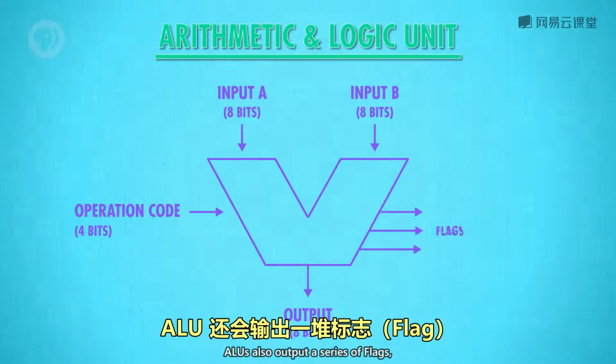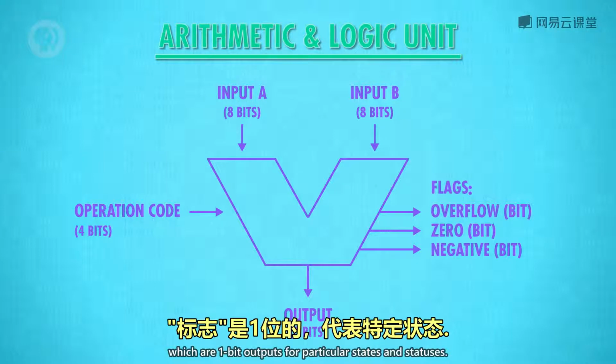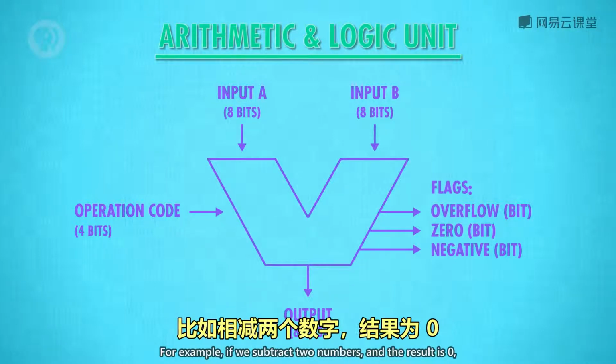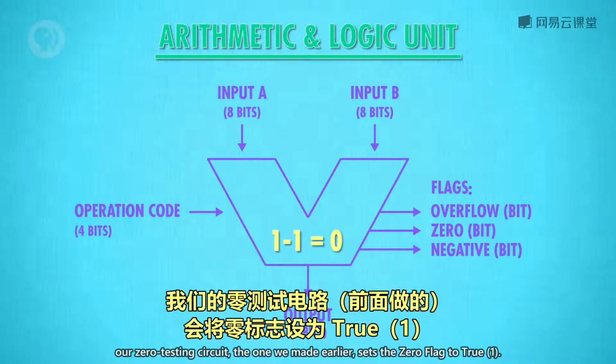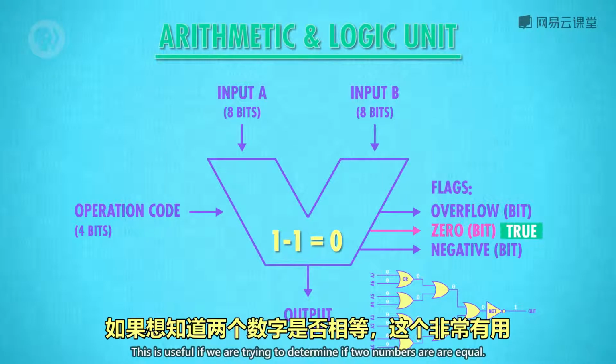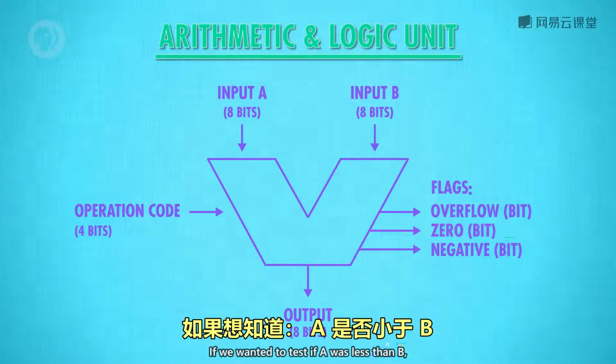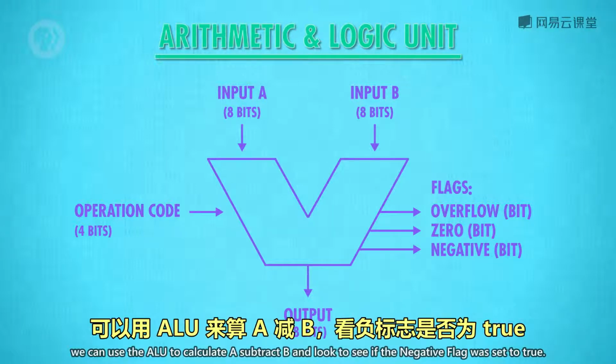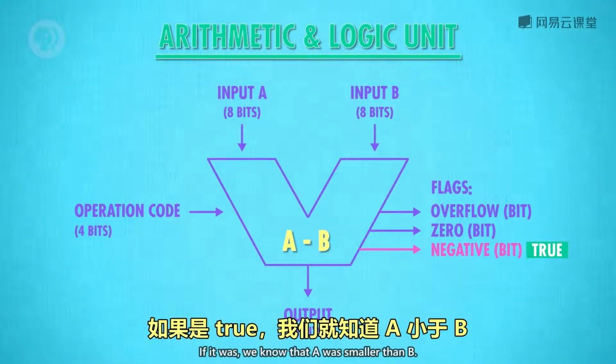ALUs also output a series of flags, which are 1-bit outputs for particular states and statuses. For example, if we subtract two numbers and the result is 0, our 0 testing circuit, the one we made earlier, sets the 0 flag to true. This is useful if we are trying to determine if two numbers are equal. If we wanted to test if A was less than B, we can use the ALU to calculate A minus B and look to see if the negative flag was set to true. If it was, we know that A was smaller than B.